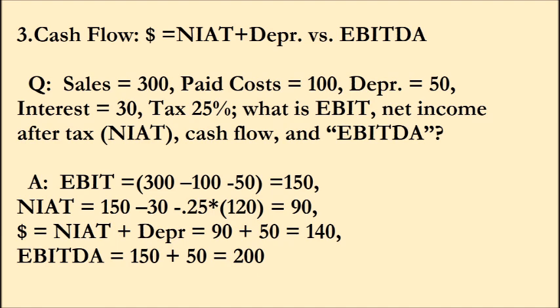Here we're going to construct a mini income statement. We have sales of $300. All those paid cash costs are $100. And we have depreciation, a non-cash current item, of $50. And we have interest expense of $30. We're going to pay tax on the net income of a quarter. Well, the earnings before interest and taxes would be that $300 minus the $100 minus that depreciation of $50, giving us $150. But wait, there's more.